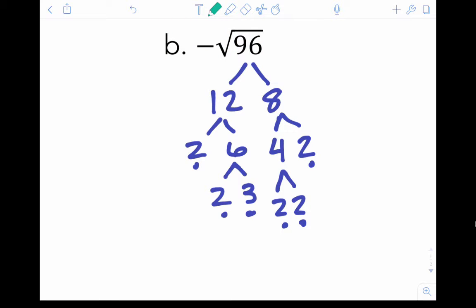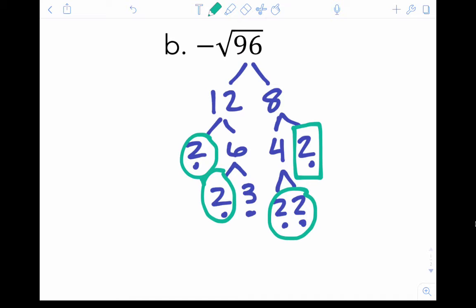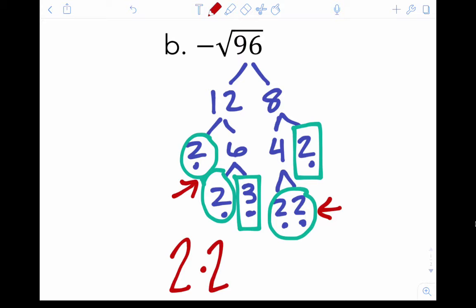I need to circle my pairs. Well, I have a pair right here. I have a pair right here. And I have a 3 and I have a 2 left. So even though I have pairs of 2, I have 1 extra 2 left over. So it's going to be a single. And my 3 is a single as well. So now when I rewrite this, I have my first pair, 2 times 2. So I have 1 2 that I put out here. And I have my second pair. Remember, this is multiplication. And then I have my singles inside the house.